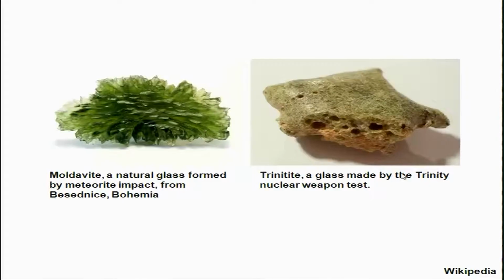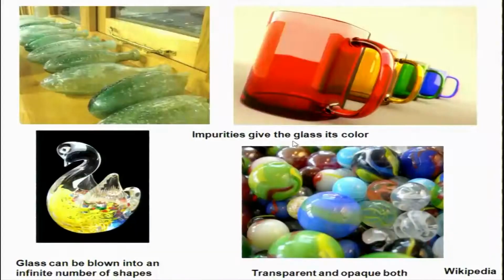Then this is another glass which is called trinitite, which is a glass made by the Trinity nuclear weapon test. So, again it has undergone solidification. Solidification does not result in formation of a periodic structure. Similarly, there are plenty of applications of these glasses.